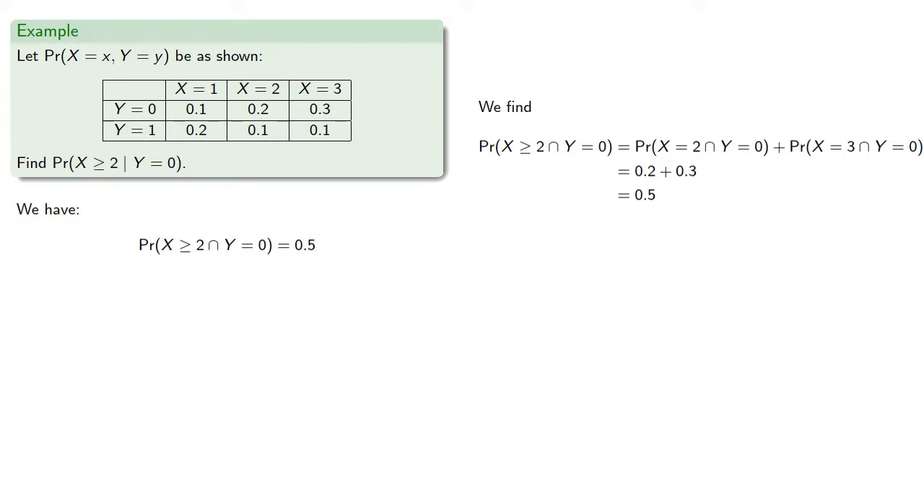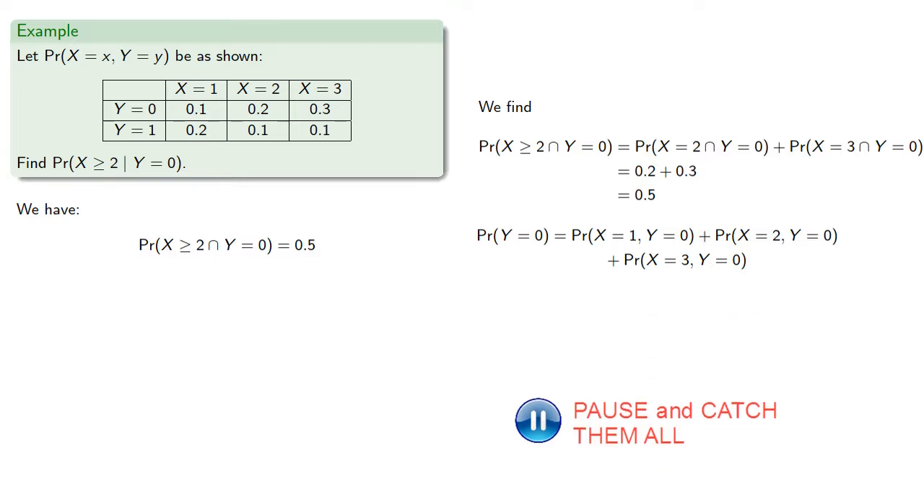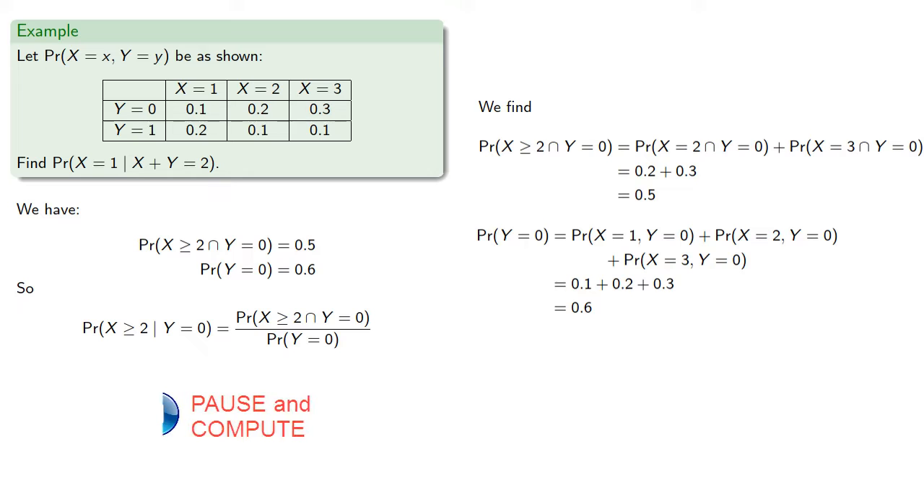Meanwhile, the probability that y is 0, so x could be 1, 2, or 3, and substituting in those values to our formula gives us the conditional probability.